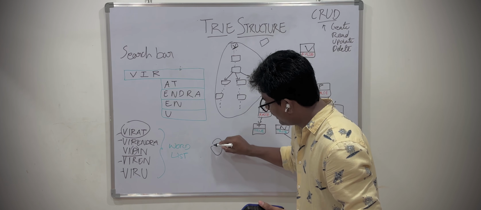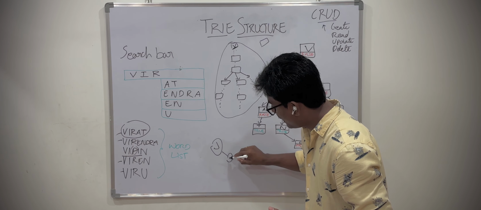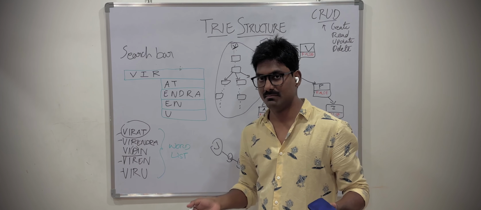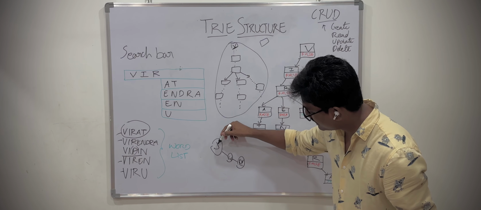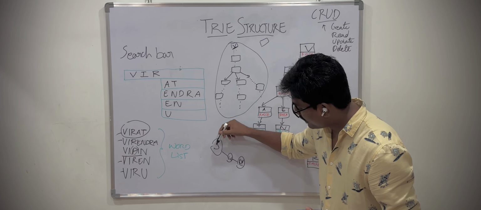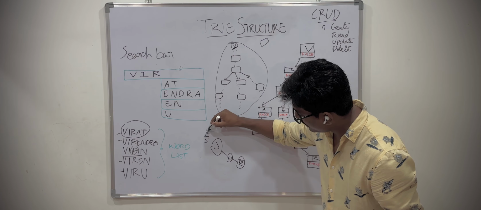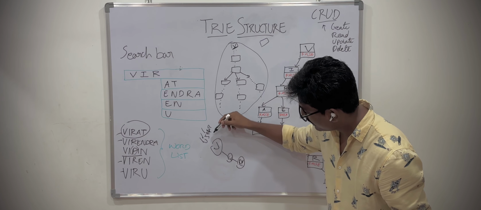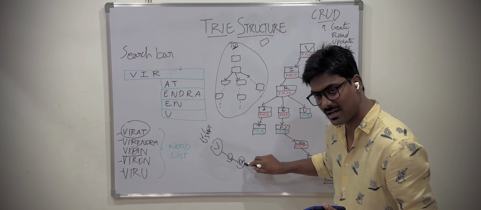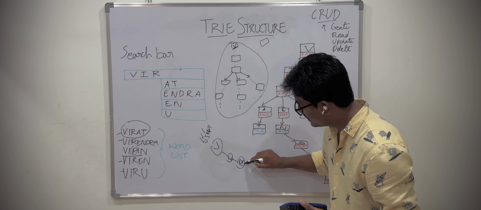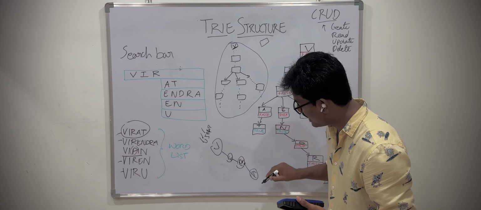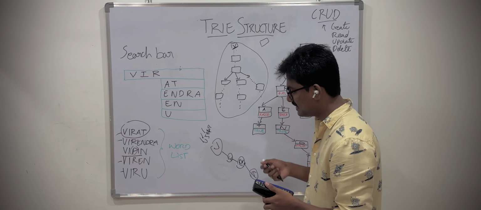Now let's say there is another case where I have something like VIR and I don't have A and T. When I insert, I'll process the tree in a way that I strike off each and every character, and there is no A. So since I've traversed the tree till here, I'll just add a node. If there is no A, I'll just add a node and assign it as A. This is how the insertion works.